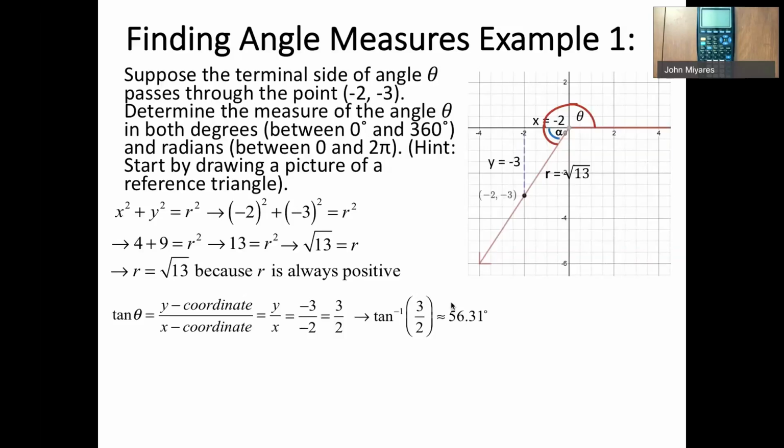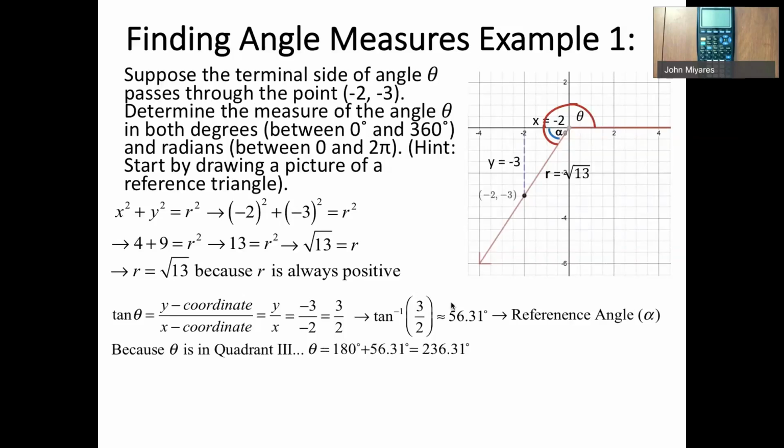Well, because theta's in quadrant 3, we're going to add 180 degrees to the 56.31 degrees to come up with 236.1 degrees as our final answer for angle theta.